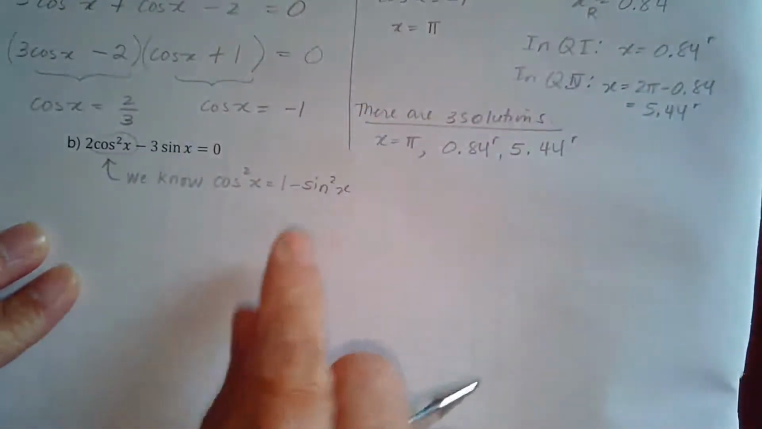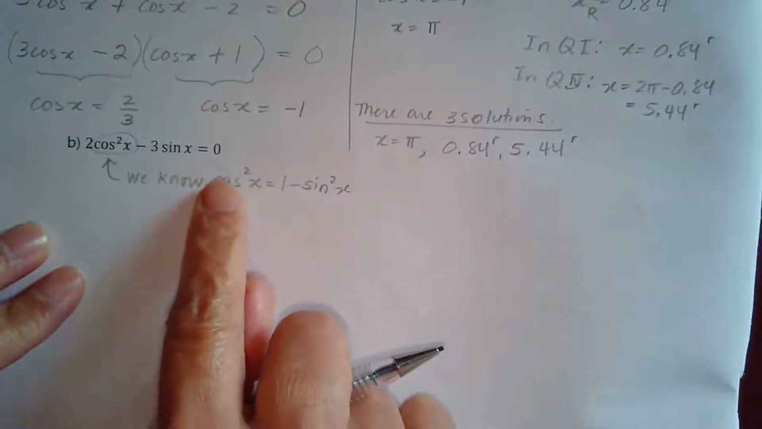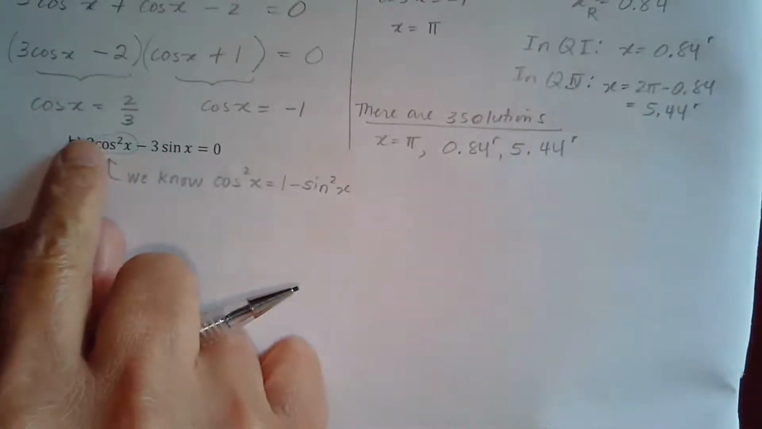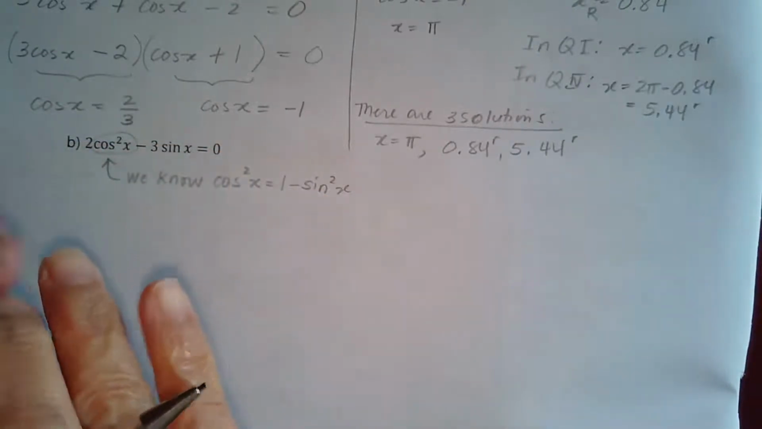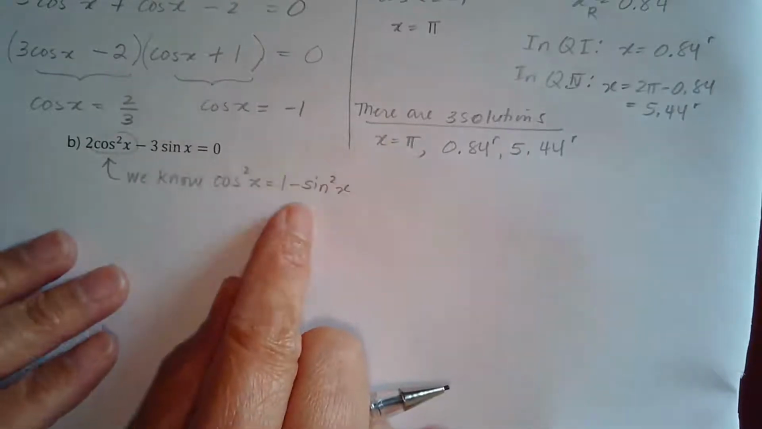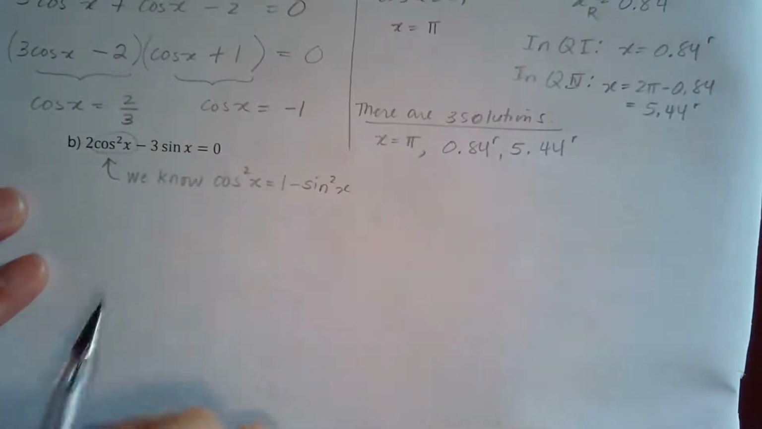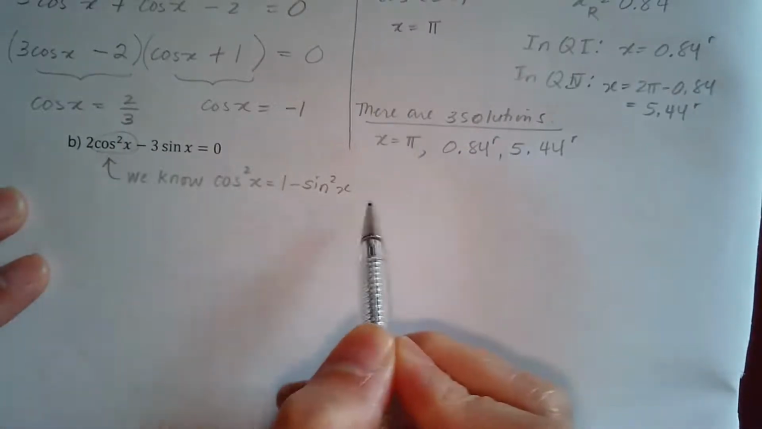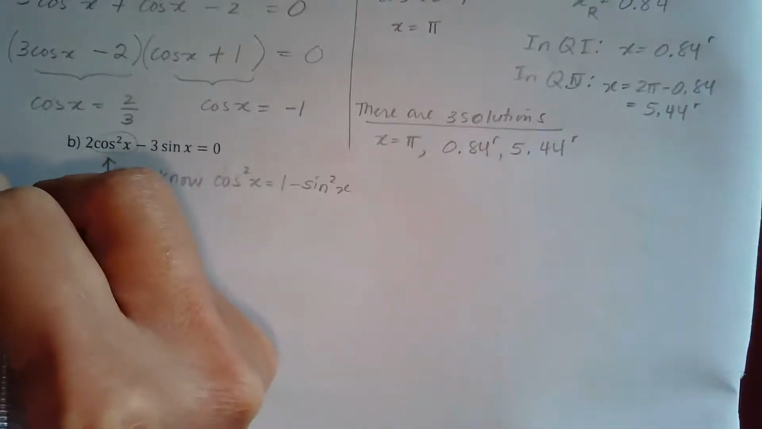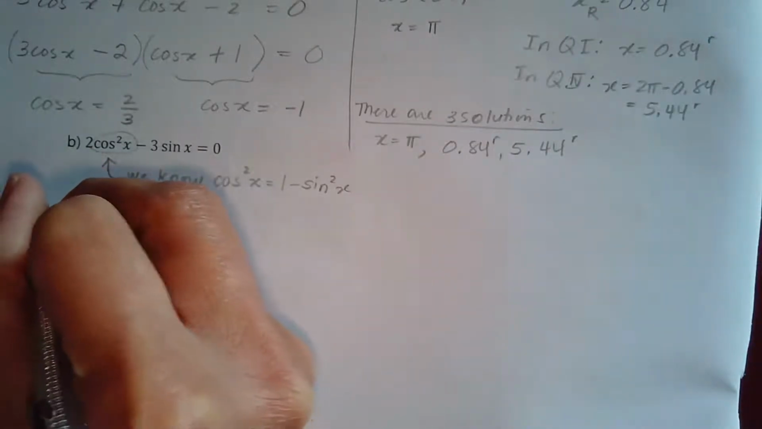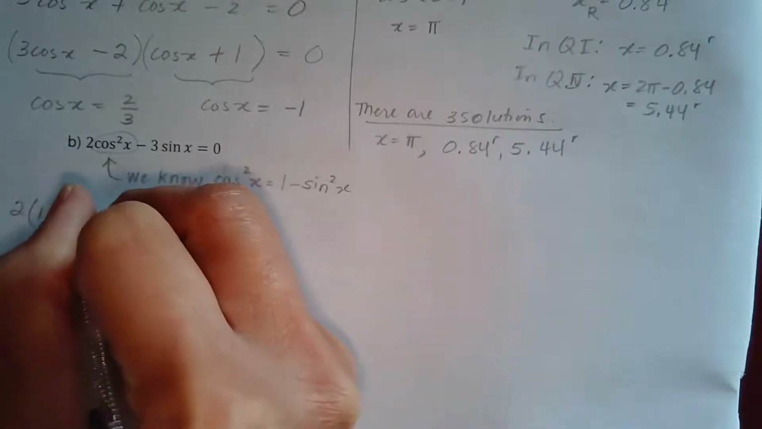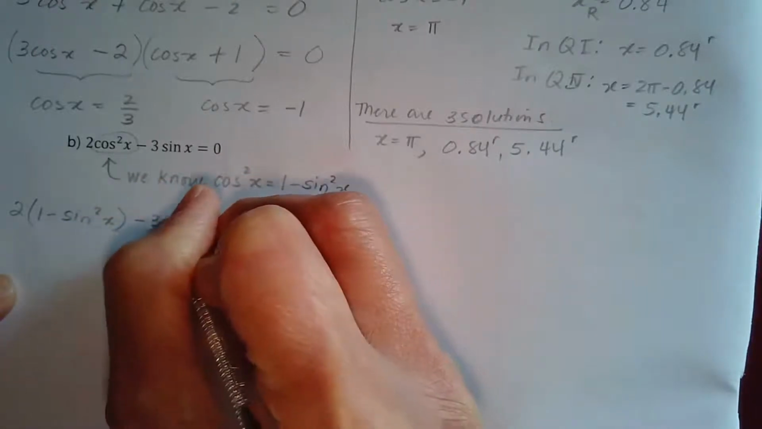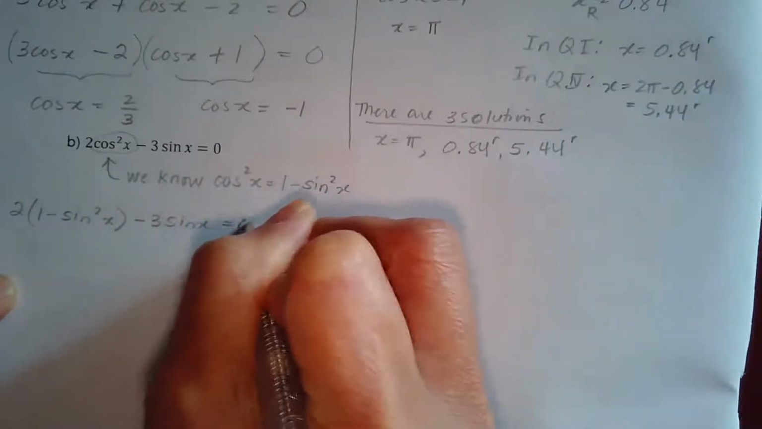Okay, so having this identity, we can transform this equation to just strictly sine. That's a great thing about that one. So let's do that. Instead of cos squared of x, we're going to use 1 minus sine squared of x. What would that look like? It becomes 2 times 1 minus sine squared of x minus 3 sine of x equals 0.